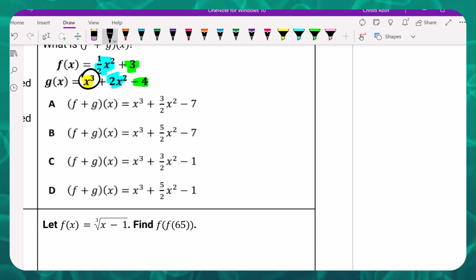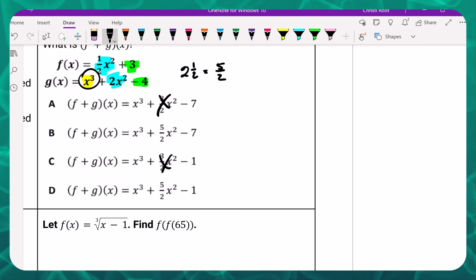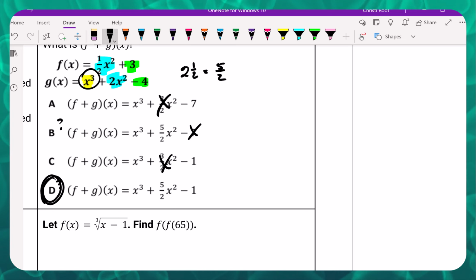2 plus 1/2 is going to be 2.5, and 2.5 as a mixed number is 5/2. So 3/2 is out, 3/2 is out. So it's either going to be B or D. So it's going to be one of these two. And then 3 minus 4 is going to be -1. That's a no. So it has to be D.